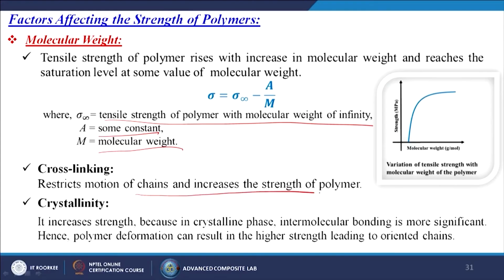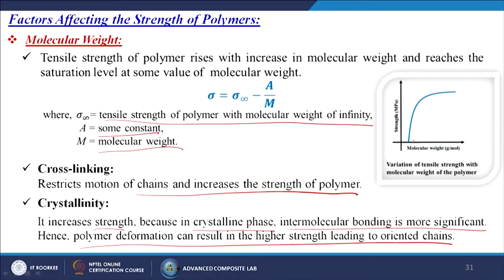Cross linking restricts motions of chain and increases the strength of the polymers. Crystallinity also increases the strength, because in crystalline phases intermolecular bonding is more significant, hence the polymer deformation can result in the higher strength leading to the oriented chains itself. Here is the variation of the tensile strength with molecular weight of the polymer.